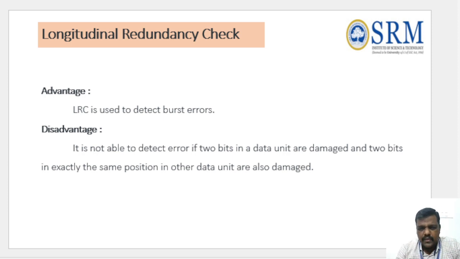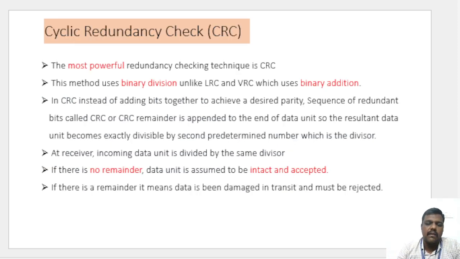In order to overcome these drawbacks, we go for the third method, called the cyclic redundancy check method, which is the normal method used for detecting errors. This is the most powerful redundancy check technique, called CRC. This method uses binary division. Unlike LRC and VRC, which use binary addition, here we make use of binary division to perform the CRC method.